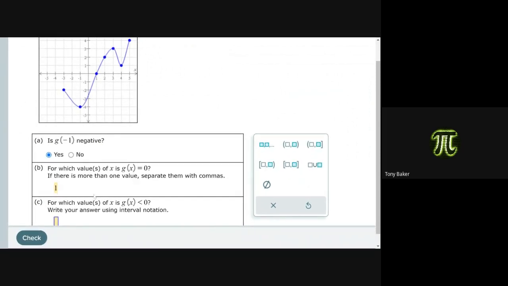And now it's saying for which values of x is g of x less than 0? So which values is this function going to be negative? And we need interval notation. So we're going to use a bracket. So it's going to start at -3 and go to 1. Is it including 1? No, because 1 it is exactly 0. So if it was less than or equal to, I would have included the 1. Since it is just less than, I do not include the 1.